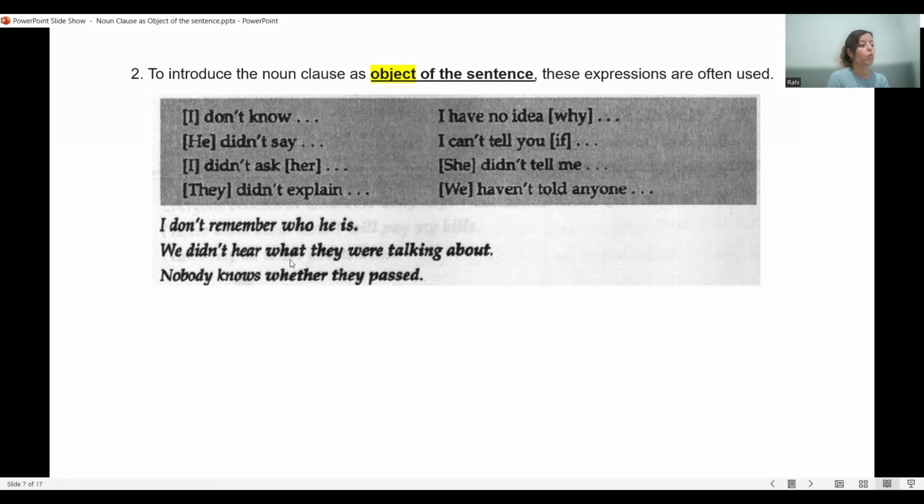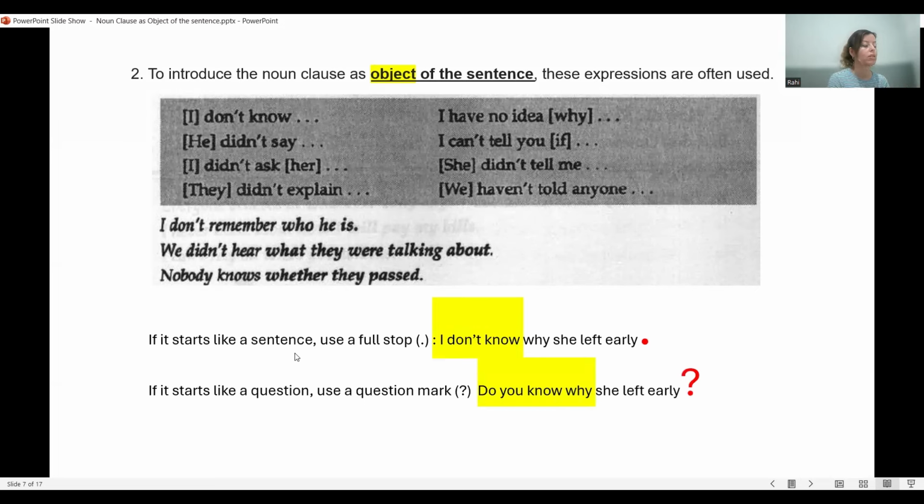Nobody knows whether they passed. Nobody knows introduces a noun clause. Whether is our connector, but it functions like a subordinator because we had a yes/no question. In the next video, I will talk about yes/no questions and reported speech. But so far, just know that whenever we do not have a WH question word, we use whether or if, they passed, and we use a full stop.